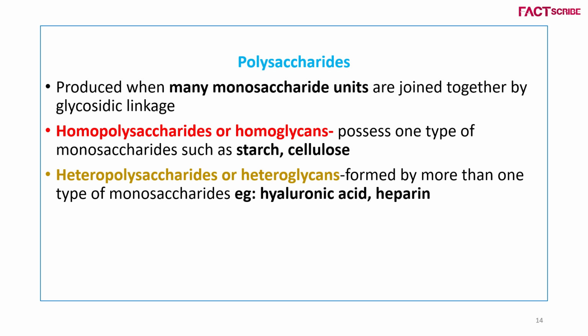Now let's see the major classification called polysaccharides. These polysaccharides are formed by many monosaccharide units combined together by glycosidic linkage. Again, polysaccharides are classified into homopolysaccharides and heteropolysaccharides. Homopolysaccharide, as the name suggests, has only one type of monosaccharide. Examples are starch and cellulose. Heteropolysaccharides contain more than one monosaccharide, forming heteropolysaccharides or heteroglycans. Examples are hyaluronic acid and heparin.